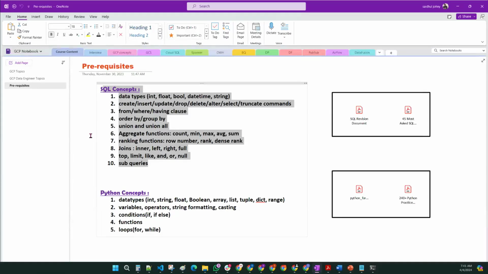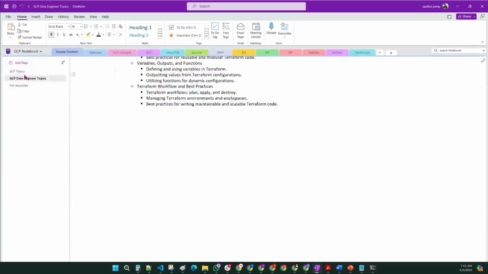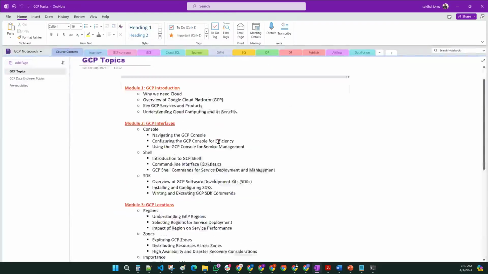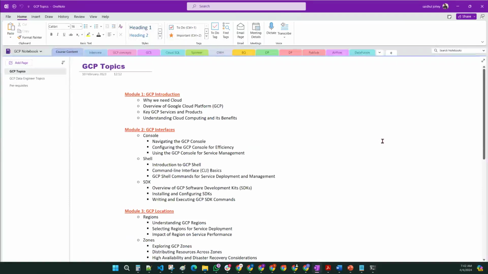Okay, sir, thank you, sir. So for the GCP data engineer 2 months course, what will be the content? Are we going to be admin or developer side? It's GCP data engineer. That's what I'm telling you again. Under data engineer, we don't have specific roles, because data engineer itself is a role.